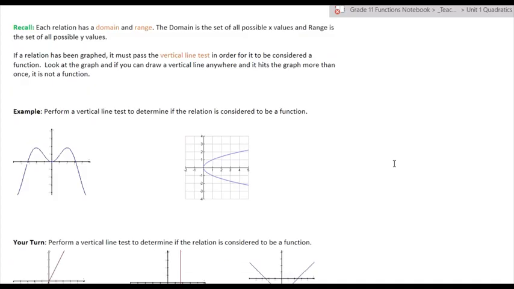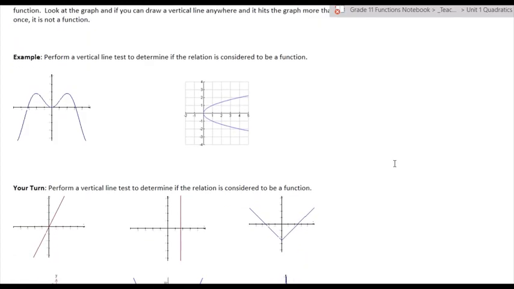So for example, we're going to perform a vertical line test to determine if the relation is considered a function. It's as simple as drawing a vertical line. It can go anywhere on the graph. If you can draw a vertical line anywhere on the graph and it passes the graph more than once, so here we cross twice, it is not a function. So this is a relation. Here we crossed twice, and this was a function.